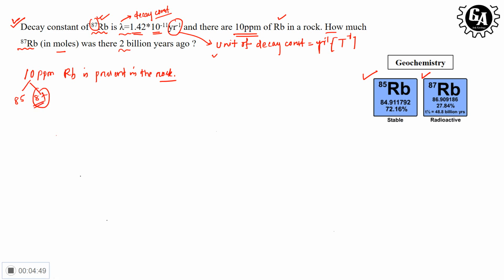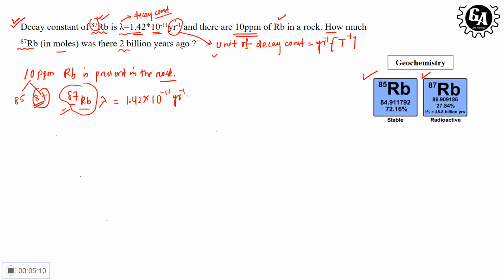That's why you can see the decay constant of 87 rubidium is given, that is 1.42 x 10^-11 year inverse. And before 2 billion years, what was the amount of 87 rubidium present in the rock? This is the question it is asking.